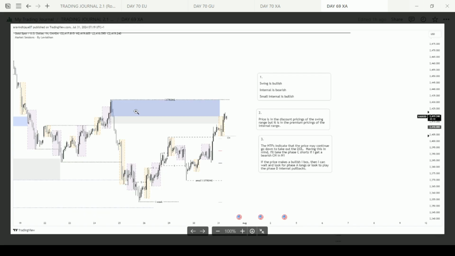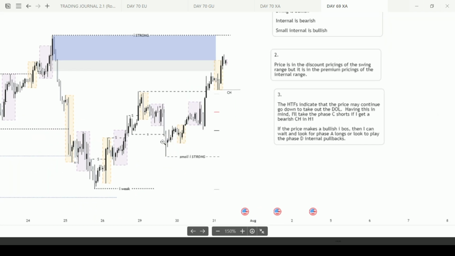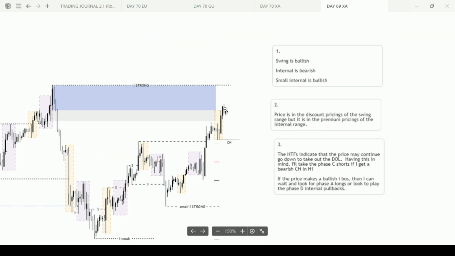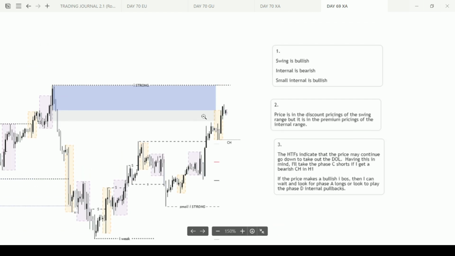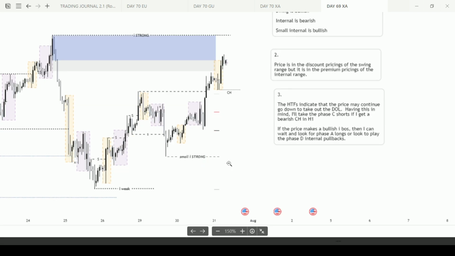Zooming in on the internal structure, you can see that the small internal is currently bullish, and we have this small internal strong, and the weak small internal is not yet formed. What I was trying to play is to expect the price to make a bearish CHoCH so that I can play the small internal pullback. I know the terminology sounds very complicated, but it's just mapping market structure from the higher timeframe perspective to the current price action.